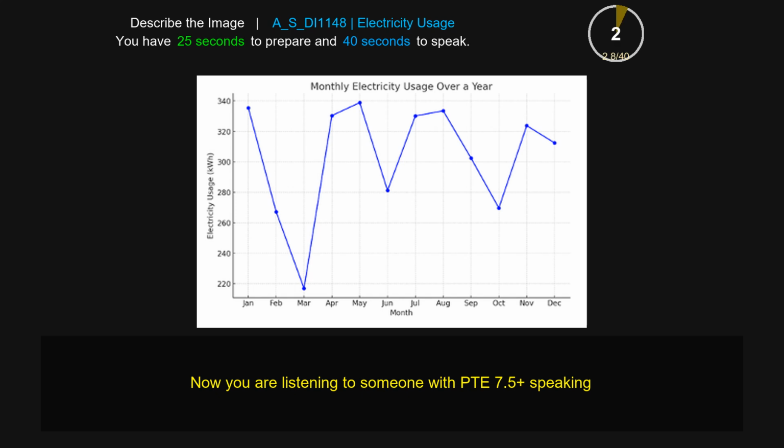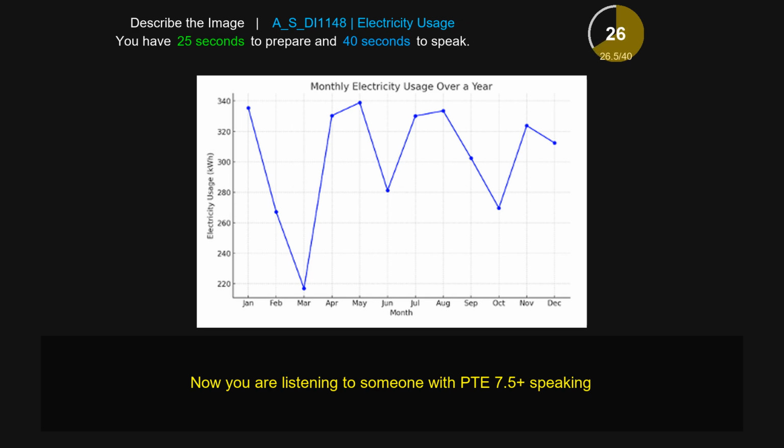The graph gives information about monthly electricity usage over a year. The highest is in April, almost around 355, and the lowest is in March, around 215, which is almost close. The horizontal line shows the months, from January to December. The vertical line shows 222 to 340, which is electricity usage in kilowatt hours.